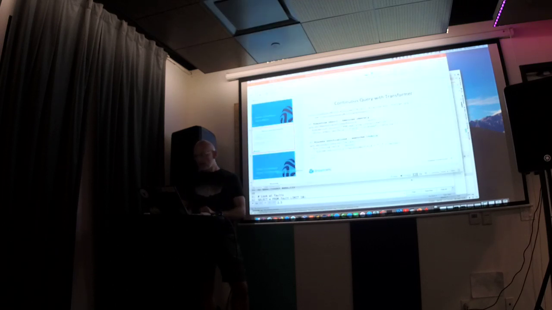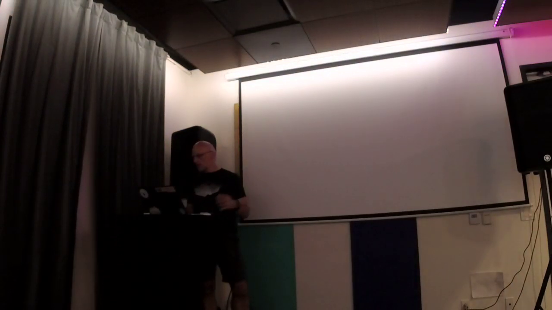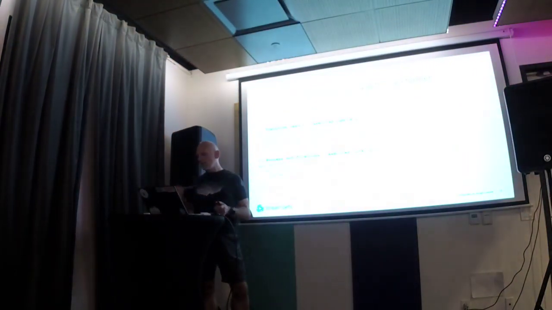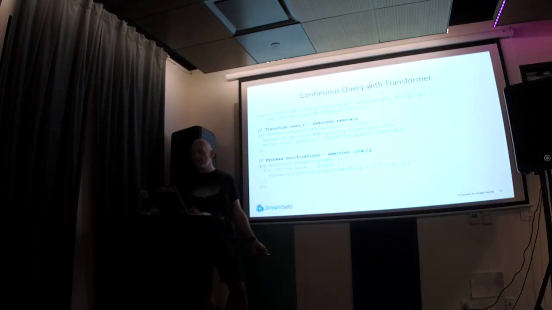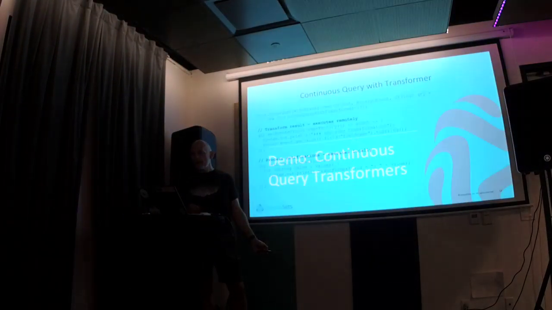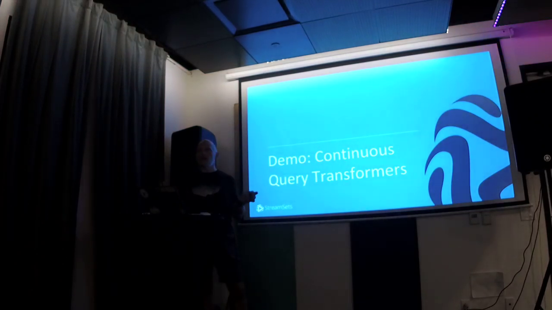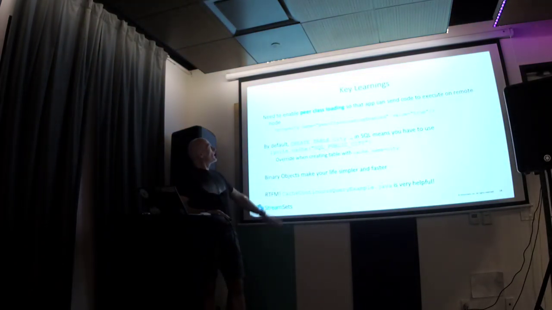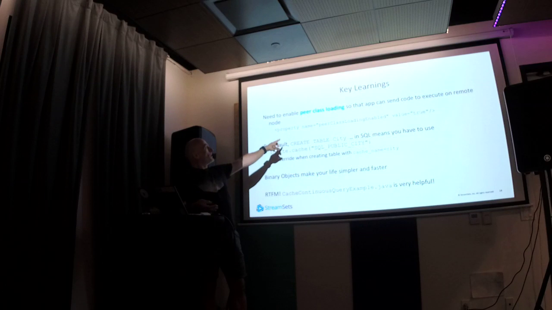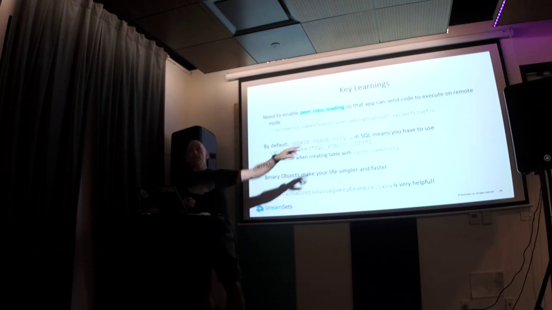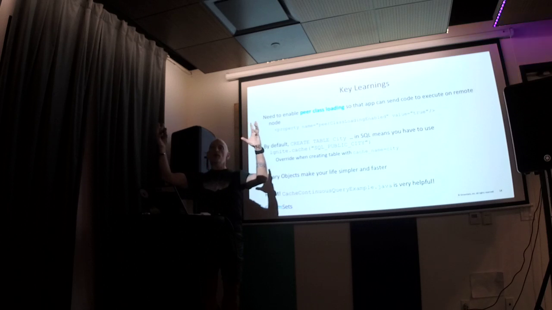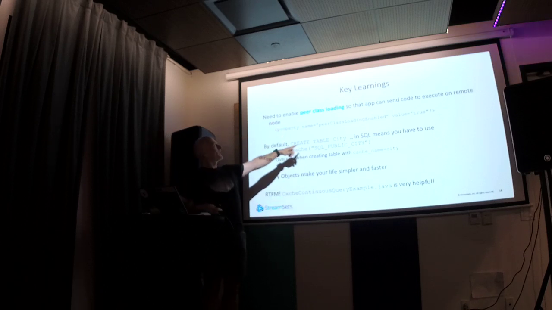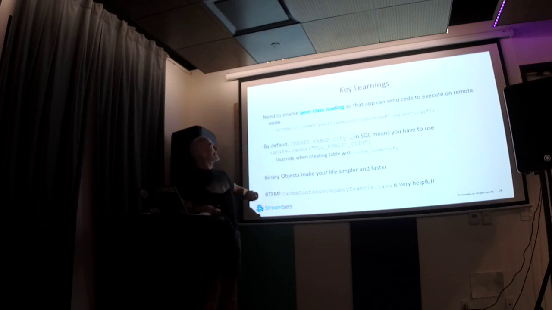So this was pretty cool. This was my first exposure to Apache Ignite, which is productized by GridGain as their commercial offering. And it all worked really, really nicely. And I learned quite a lot here. We need to enable peer class loading so that our application can send all those remote bits of code to the server. So that's something that needs to be enabled in the server configuration.